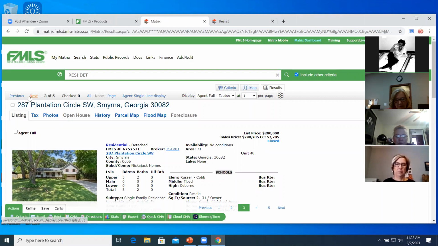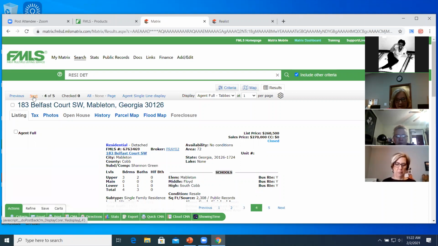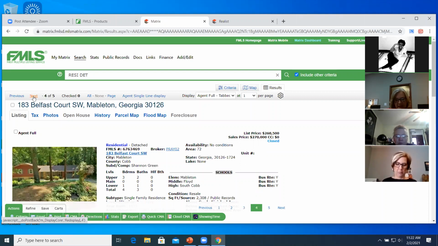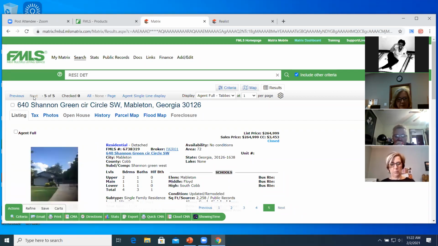Let's look at the next one. So far, these are okay, but they're not the best comps that we've got. Now, this one is the one that was in Shannon Green. So it's in the same neighborhood as the property that we're looking at. Oops, didn't mean to do that. Okay.